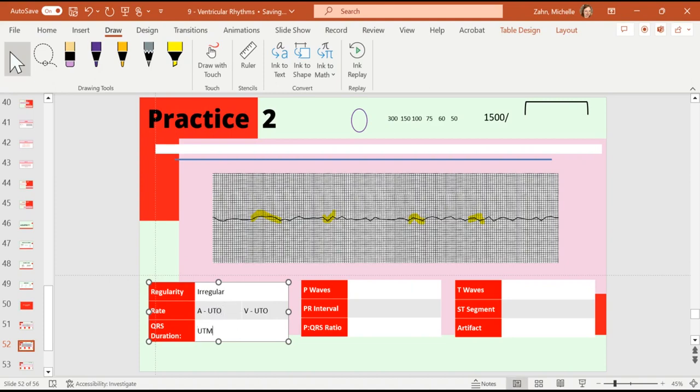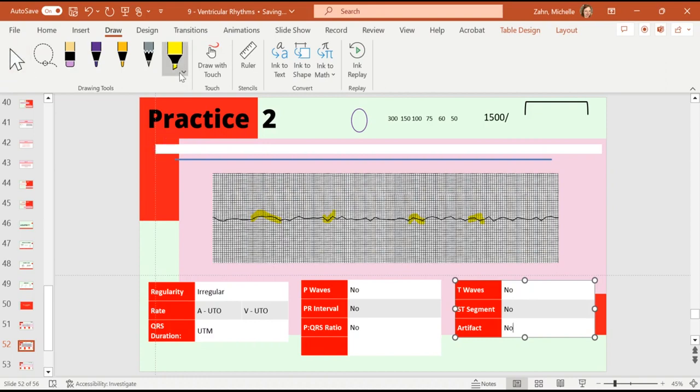Can't measure the QRS duration. Each one of those that I highlighted is different. No P waves, no PR interval, no P to QRS ratio. No T waves, no discernible ST segment. Any artifact? No, I don't think so. I don't think this is artifact. It is squiggles, so you could say, is it like asystole with artifact?